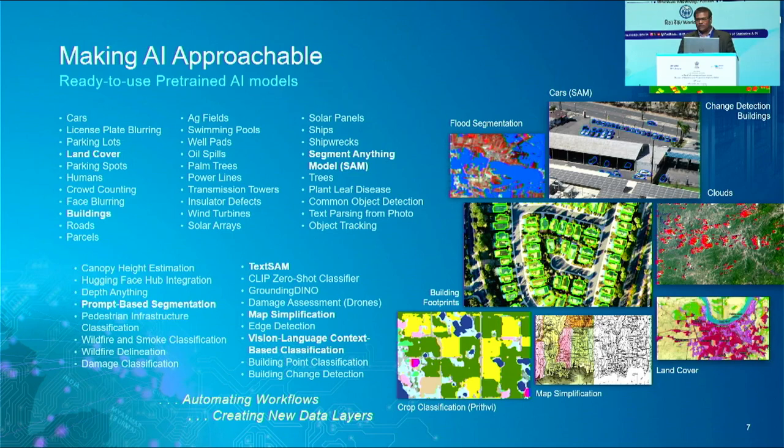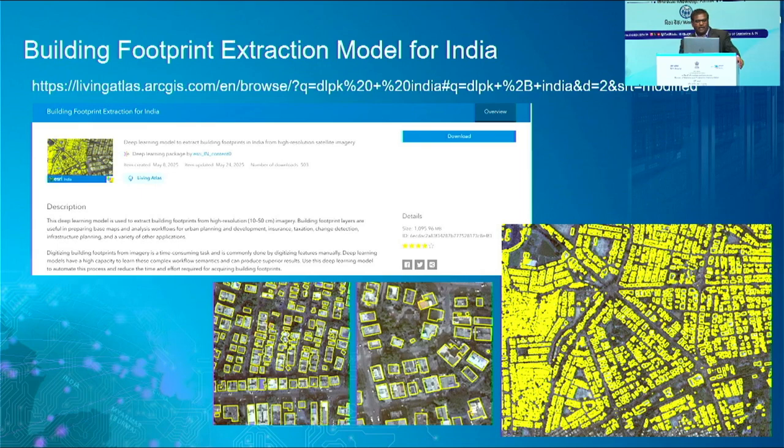You can see some of the things which are highlighted in white. These are something which would be of interest to you, or to this particular objective of MoSPI, what they want to achieve. These are out of the box. These models are trained with global data sets, you can run them on Indian data sets, and we can fine tune them. And we are very happy to announce that we have already released the building footprint extraction model for India. It's available through our Living Atlas, and this is something which you can test out.